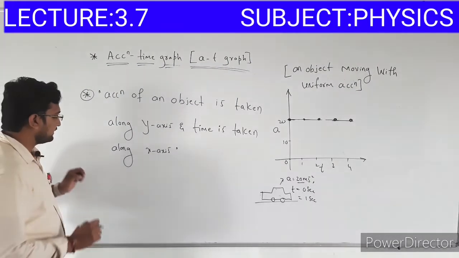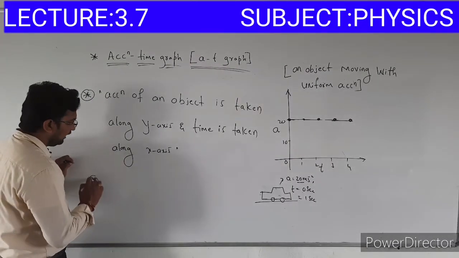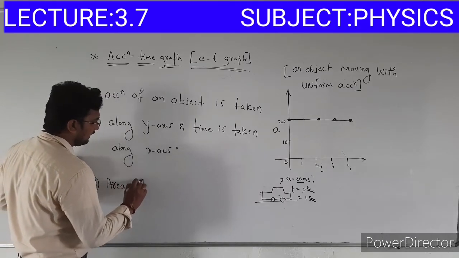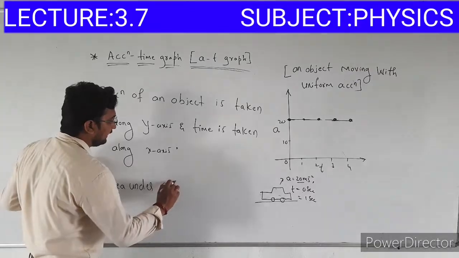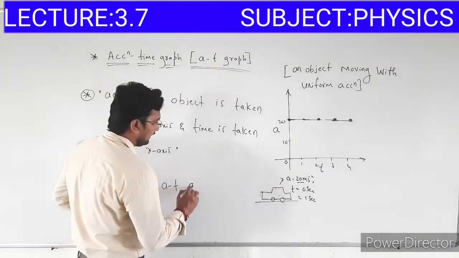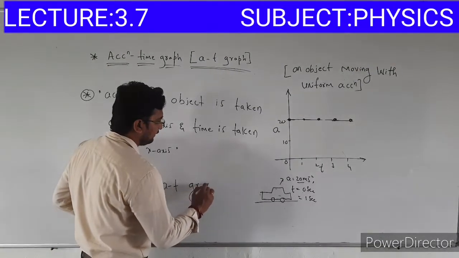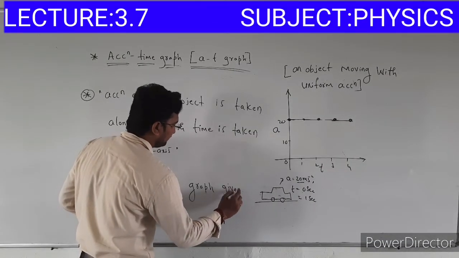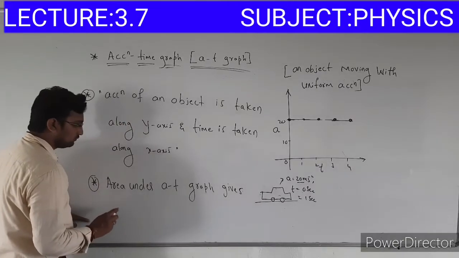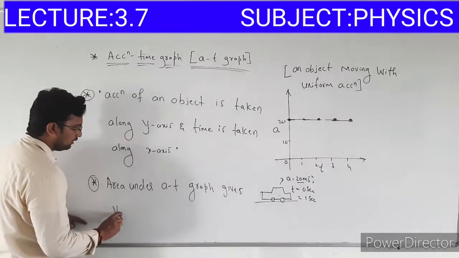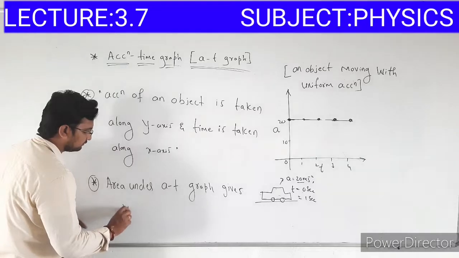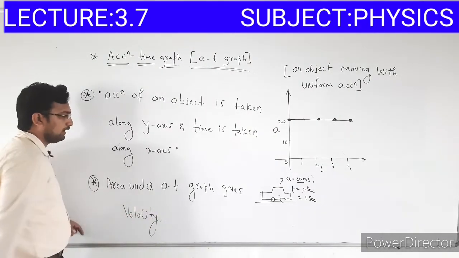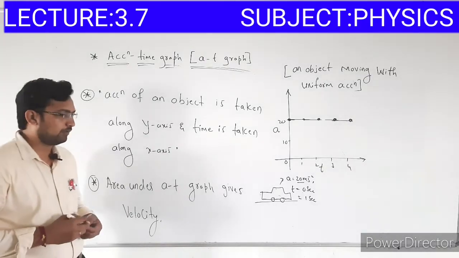The second point: the area under the AT graph gives velocity.